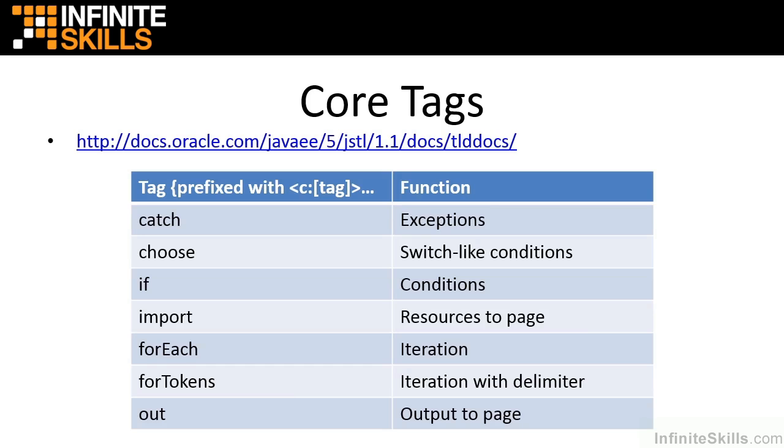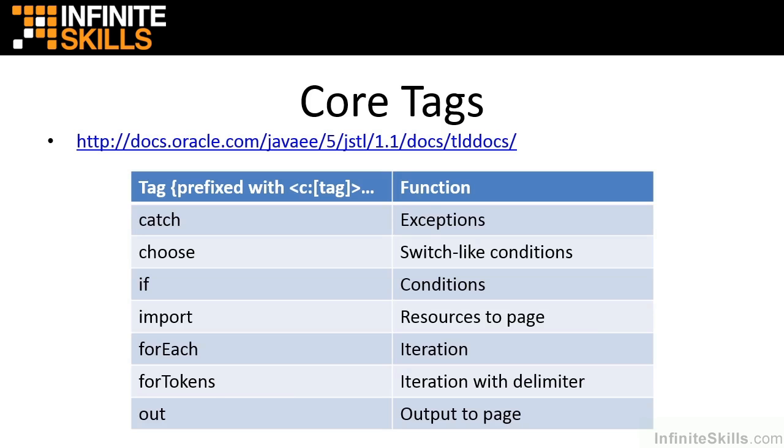So the C-catch will be used for error handling. C-choose will be used in combination with a when and an otherwise, which we'll see in a moment, for switch-like conditions. We have C-if for straight-up conditions. We have C-import to bring resources into our page. We have C-for-each to do looping, which is going to be very handy, we'll see.